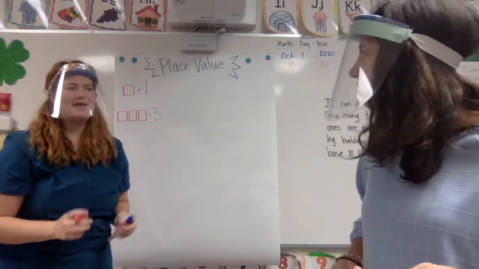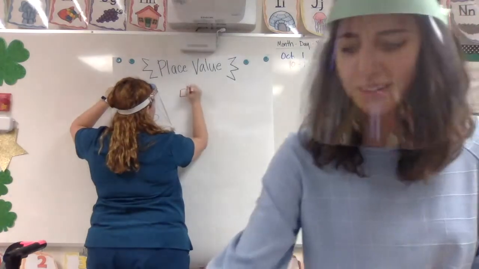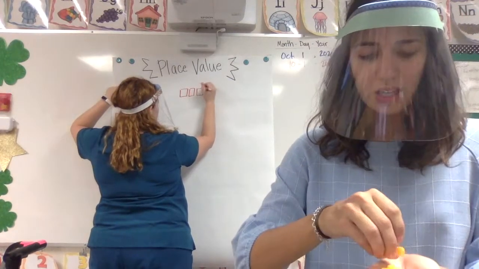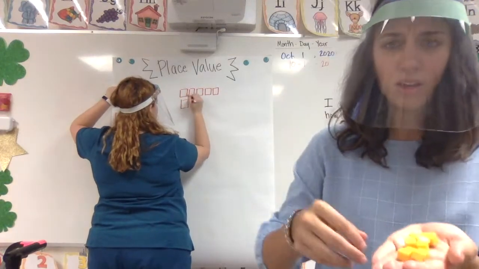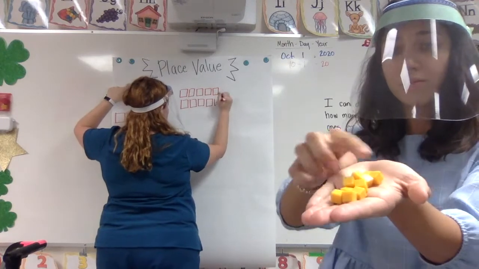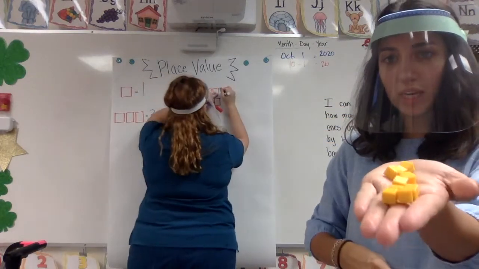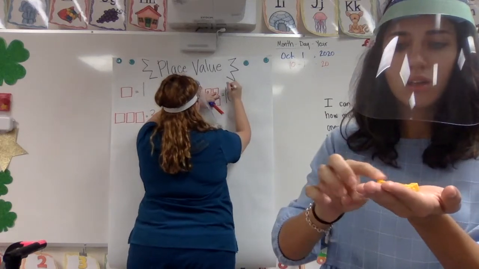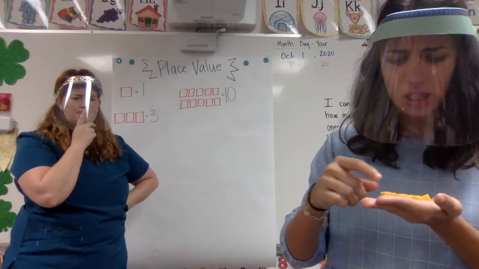Ooh, I'm going to try to make 10. Okay, let me see it. 1, 2, 3, 4, 5, 6, 7, 8, 9, 10. Wow, Miss Lime, this is a lot of blocks for me to hold in my hand. It is, and that took me a long time to draw 10. And these are going to be really confusing to count.